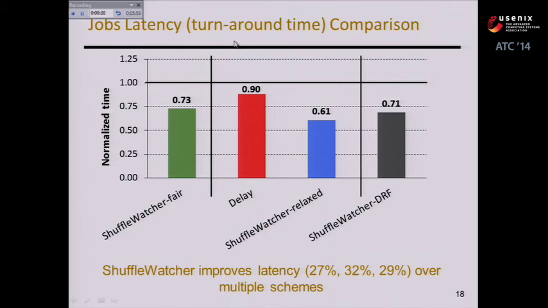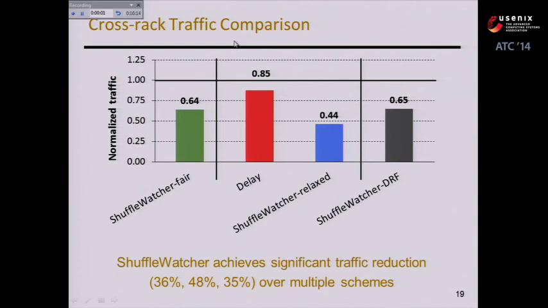Here again, I want to make the key point that we not only improve throughput, which might be more intuitive to realize, we also improve the jobs' latencies, not only by reducing the overall traffic, but also with the help of different schemes which we employ through NES, SAMP, and SOP. The cross-stack traffic is our final comparison, where again on the x-axis we have the same baseline, and on the y-axis we have normalized traffic volume, and again lower is better. In this case, we see that ShuffleWatcher achieves significant traffic reduction: 36%, 48%, 35% over multiple schemes.